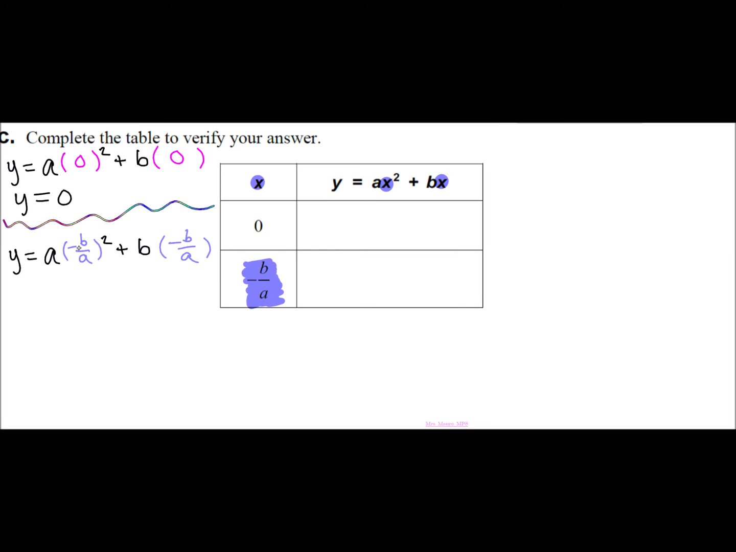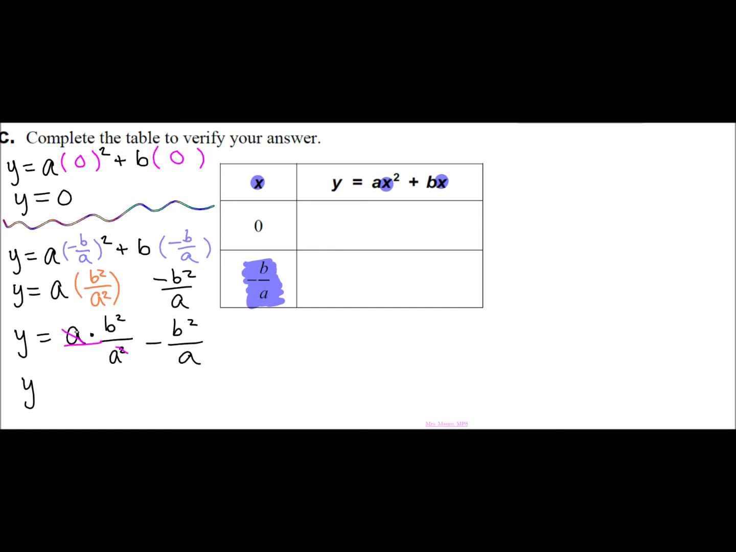Okay, this appears to be tricky. When we square this fraction, it's going to turn into a positive because a negative times a negative will turn positive, and it will turn into a positive b squared over a squared. This second part over here of the terms, the second term, if we multiply these, I get b times a negative b, which is going to turn into a negative b squared over a. That means I can get rid of the plus sign because this negative sign is going to overpower. Cleaned it up a little bit.